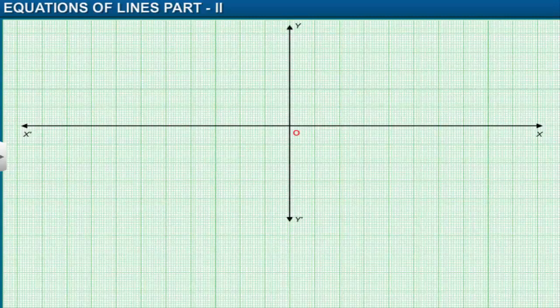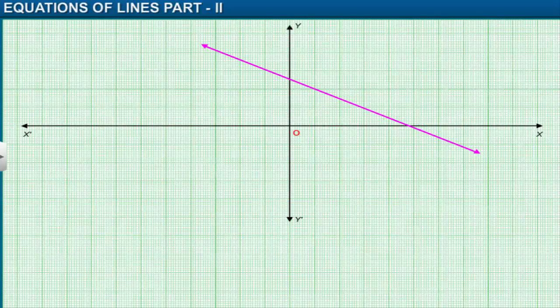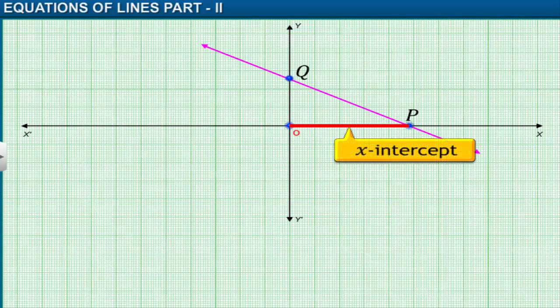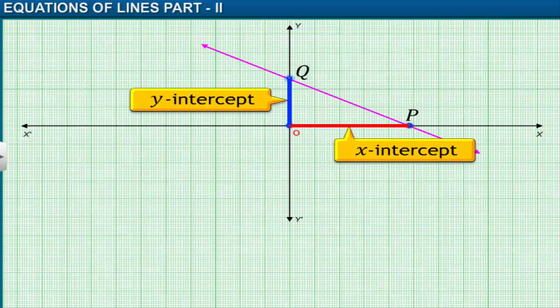Suppose a line intersects the x-axis and the y-axis at two distinct points. Let us denote these points as P and Q respectively. The length OP is called the x-intercept of the line, and length OQ is called the y-intercept of the line. Note that if OP is equal to a and OQ is equal to b, then the coordinates of point P are (a, 0), and the coordinates of point Q are (0, b).